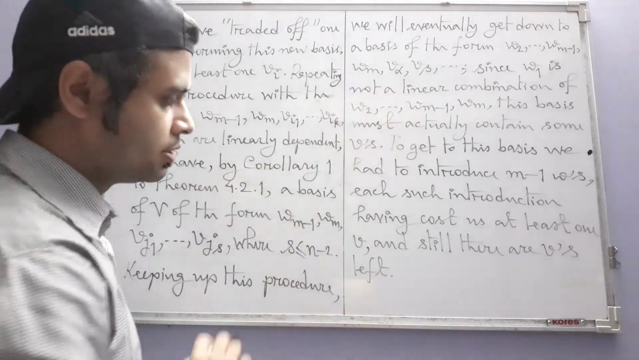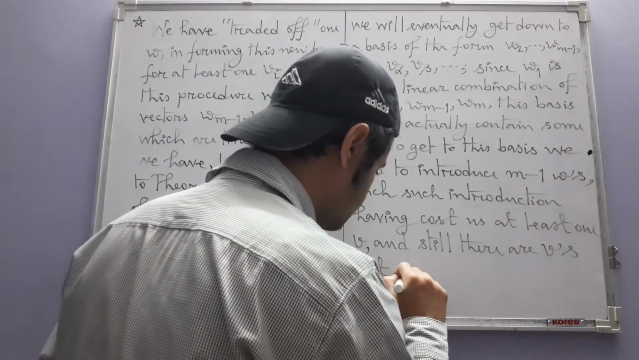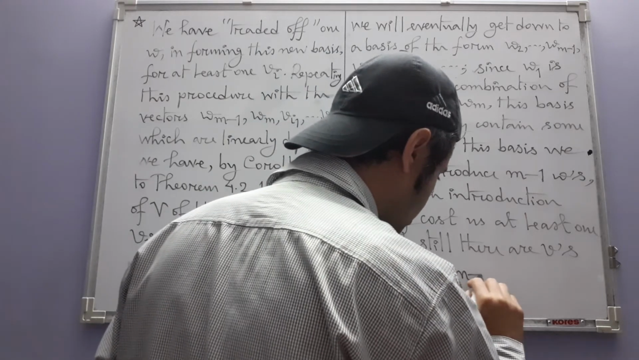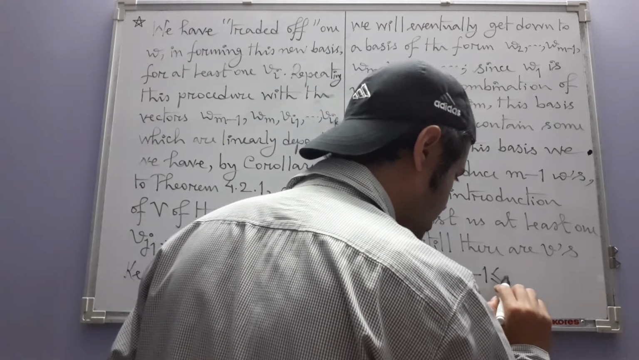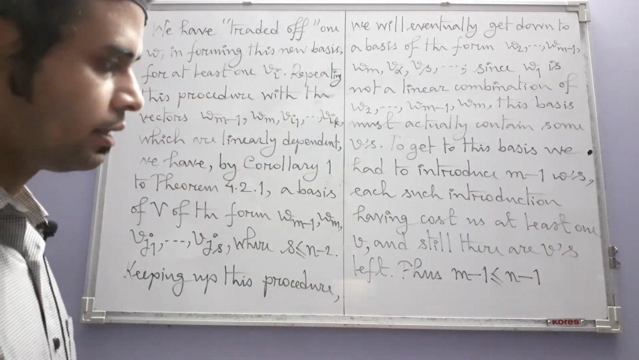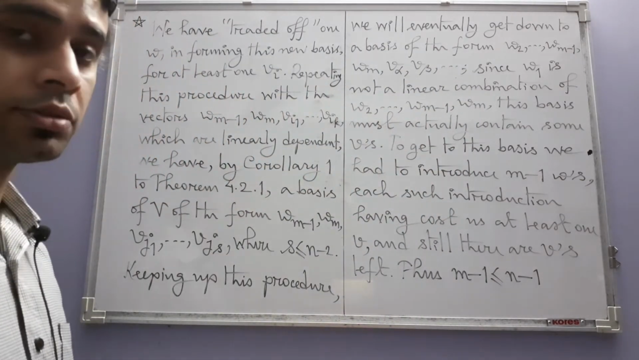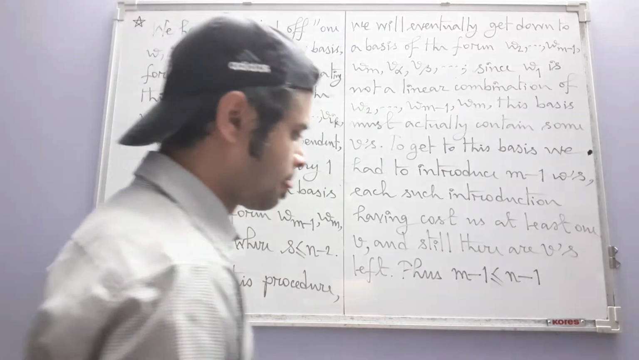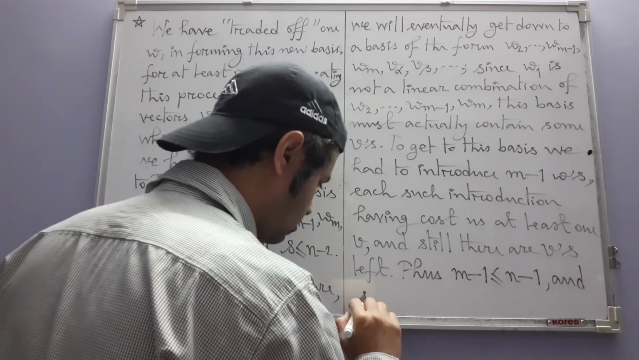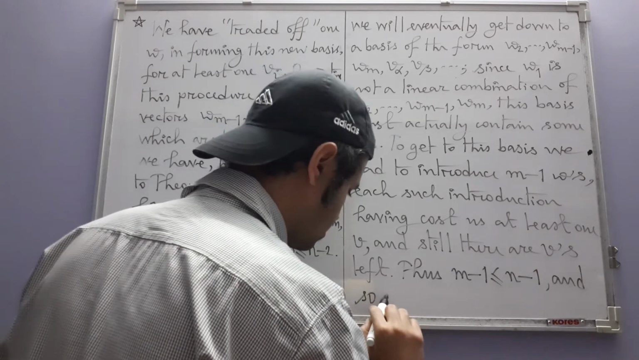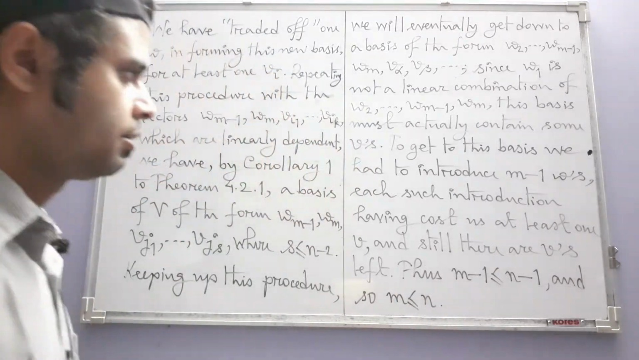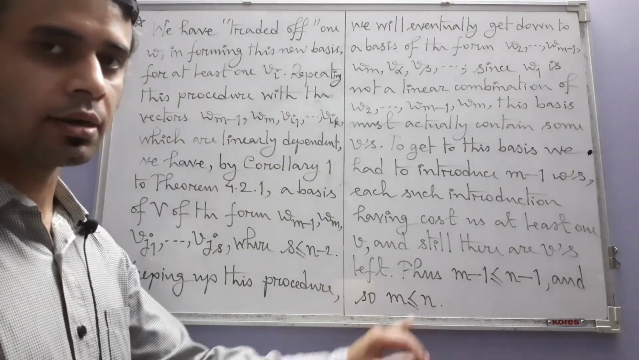in this final basis. Thus, m minus 1 should be less than or equal to n minus 1, because if this is not the case, then we would have run out of the v's. And so m is less than or equal to n, and that's how we obtain this final conclusion.